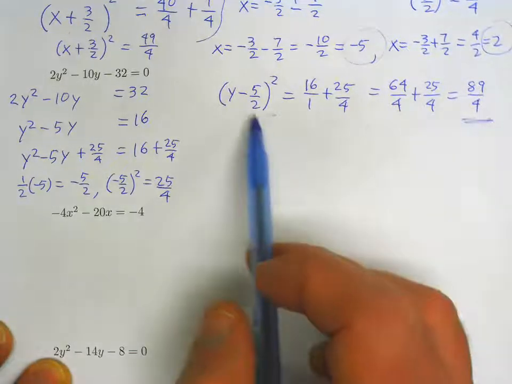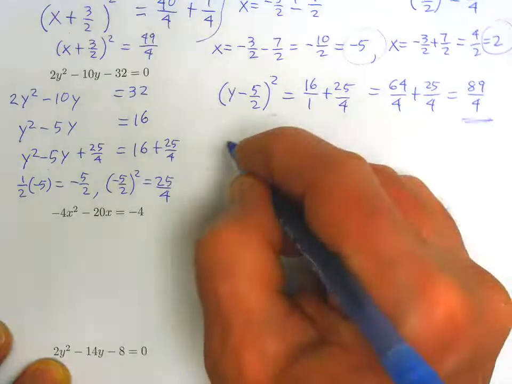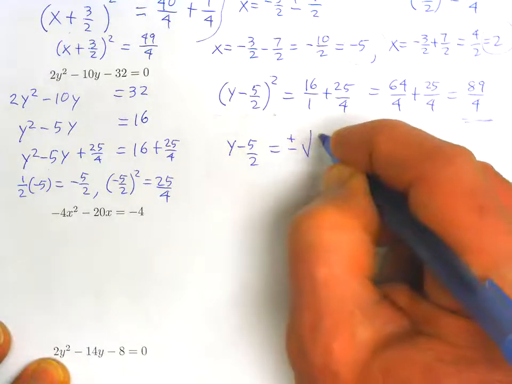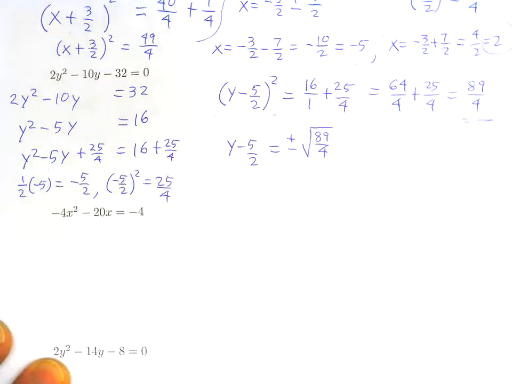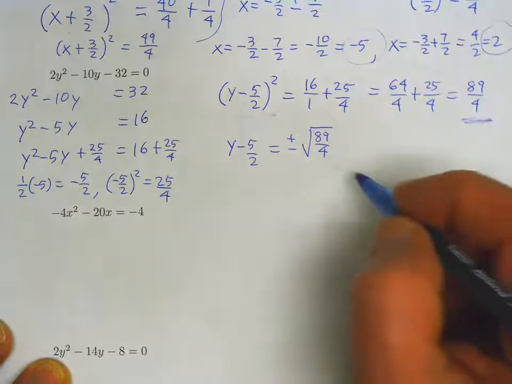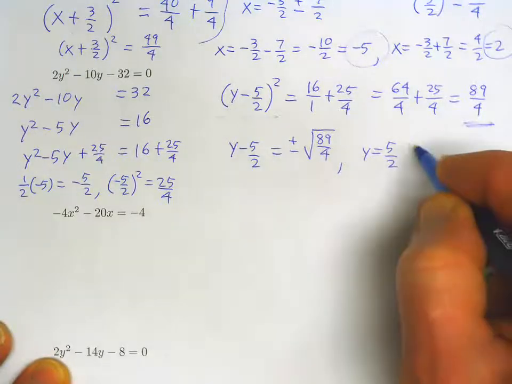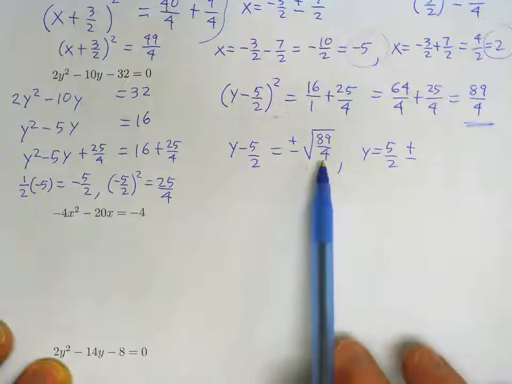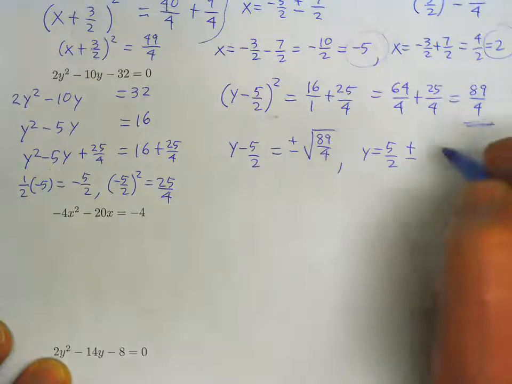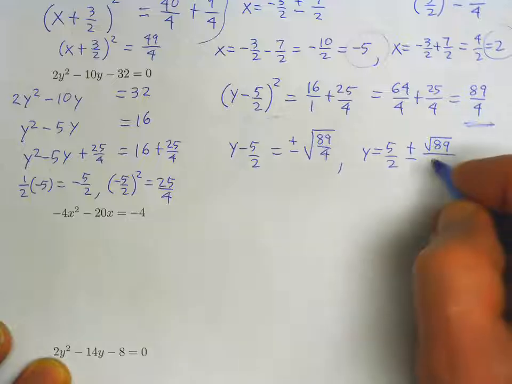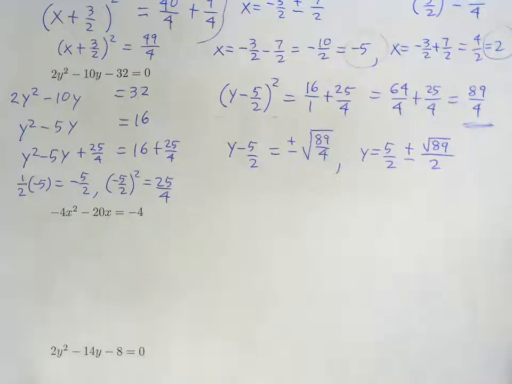So we apply the square root property to that equation. On the left-hand side, we get y minus 5 halves. And on the right-hand side, positive and negative square root of 89 fourths. Okay, so in the next step, I'll add 5 halves to both sides. So we get y equals 5 halves, and then plus and minus the square root of 89 fourths, which is the square root of 89 over the square root of 4, but I'll just replace that with 2 because we know that the square root of 4 is 2. The square root of 89 cannot be simplified any further than that. So those are the two solutions.